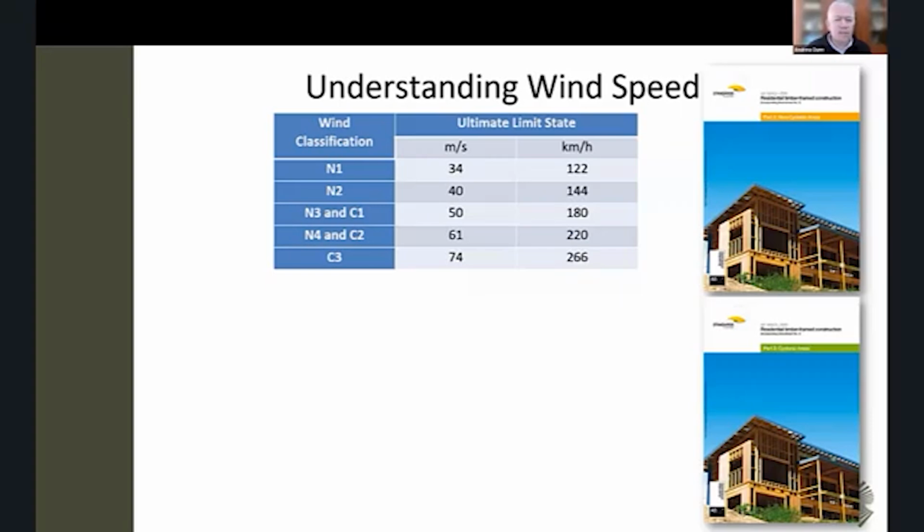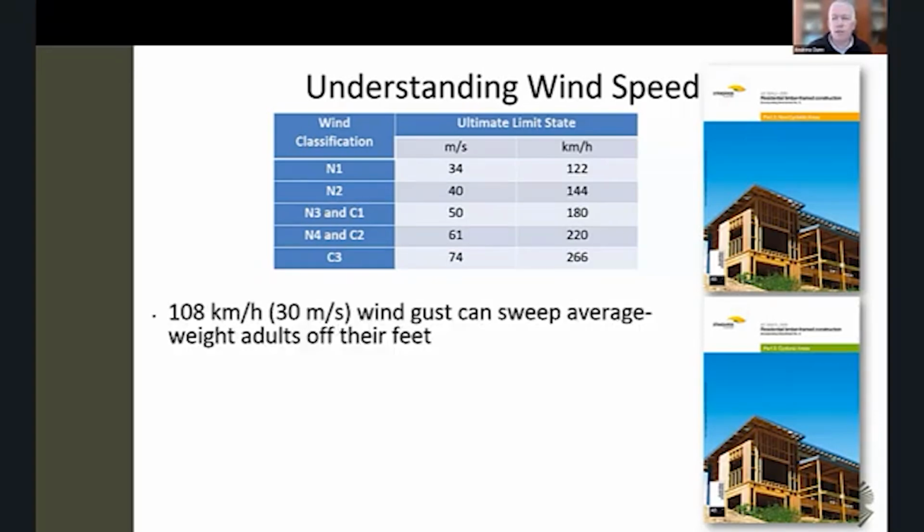But most of us actually understand it in kilometers per hour. So you can see that, for example, a traditional N2 house at 40 meters per second is about 144 kilometers per hour wind. That's a really large wind, but it's interesting to see how it goes up. Our Australian standards, in reference to the NCC, cover quite a large range of wind speeds, from 122 to 266 kilometers per hour. So we actually have a very good design suite there.